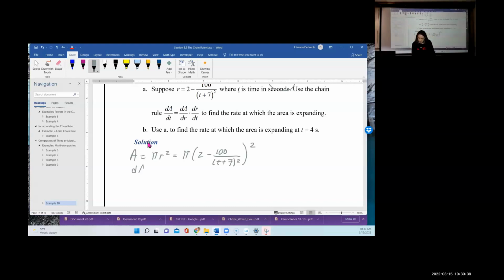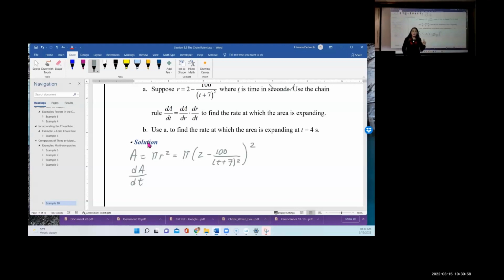If the area is changing with respect to time, we call that dA/dt. dA/dt represents a change in the area with respect to a change in the time. So the actual notation tells you what the rate is doing. This is the change in area with respect to the change in time.